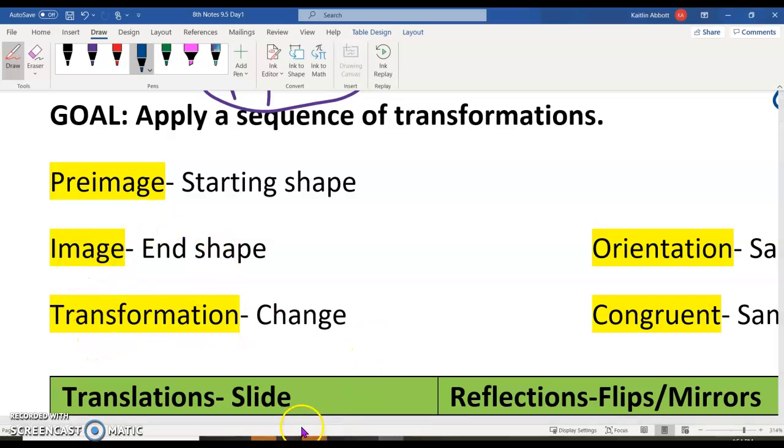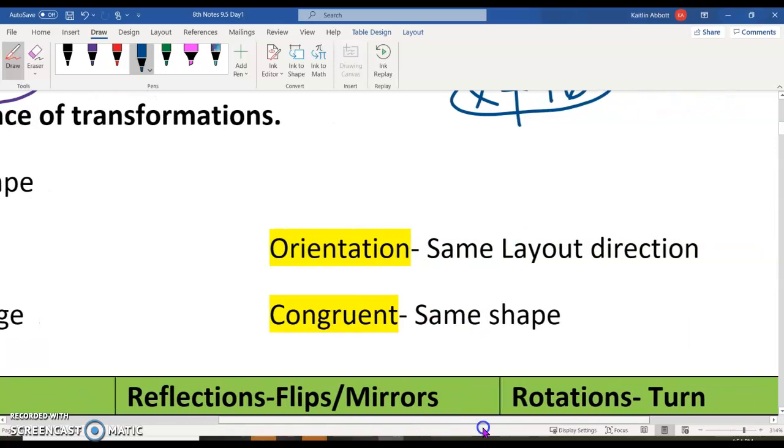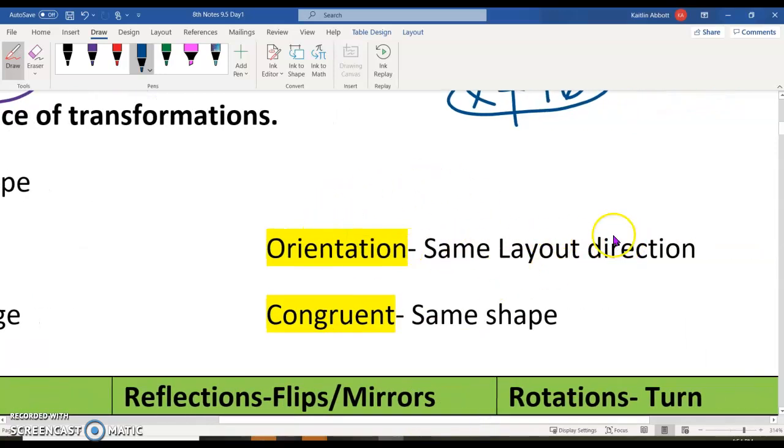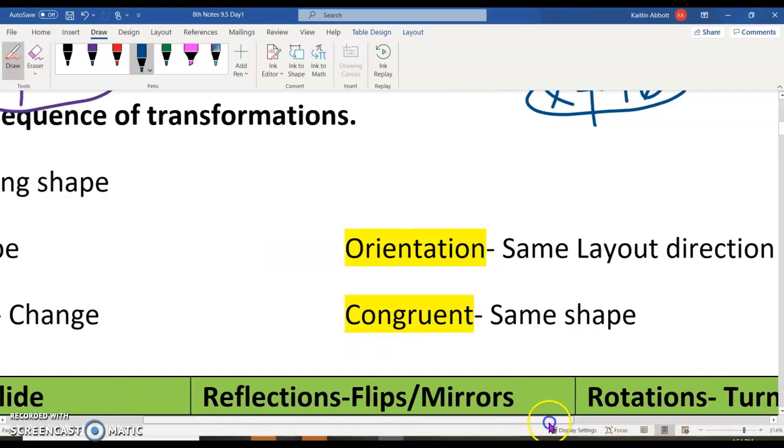Transformation is a change. We're changing what these shapes look like. Orientation, the same layout direction. So remember I had the arrow and it spins, and congruent just means they're the same.